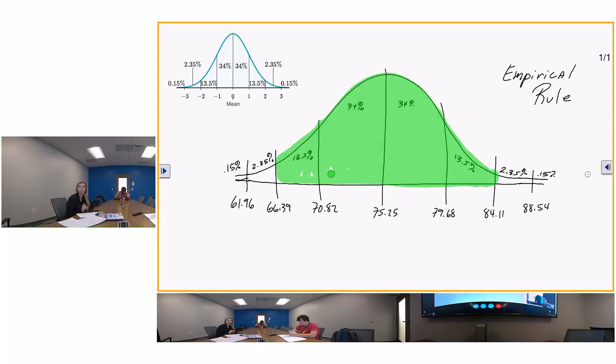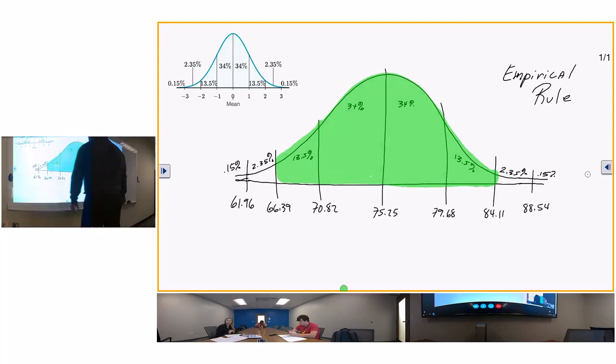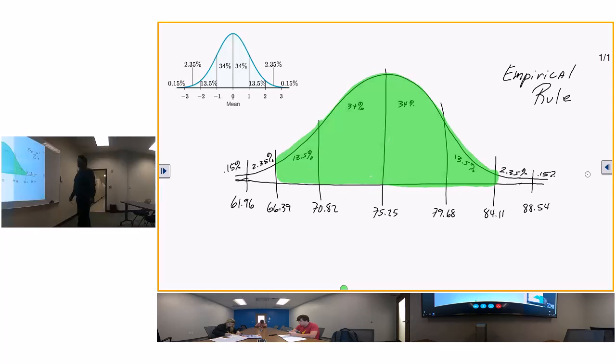Exactly. So 95% of the population, in this case, those test scores are going to fall between 66.39 and 84. And that's called normal.